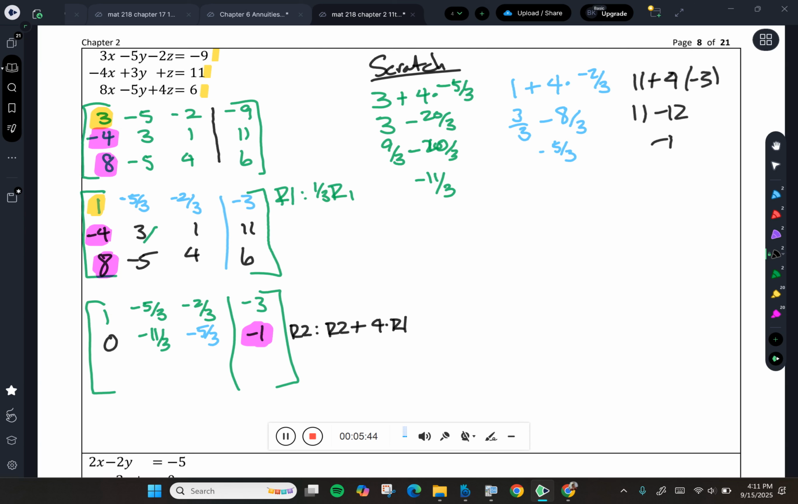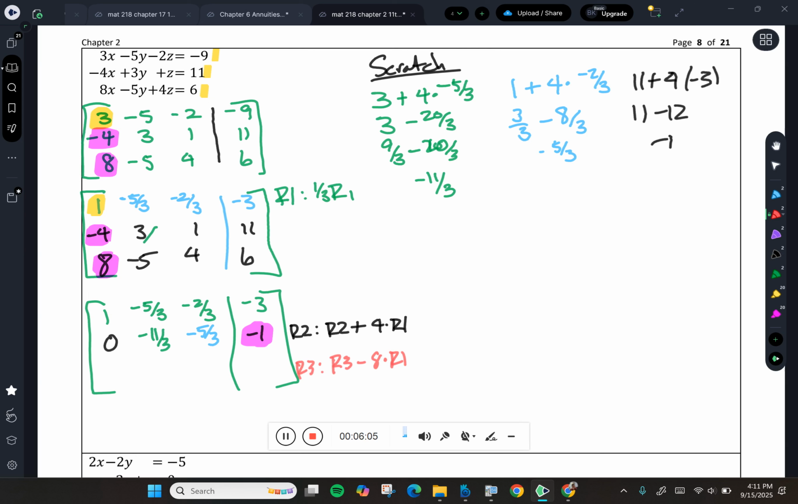Okay, all right. So I'm done with row 2. Now I need to move on to row 3. So what is the math that I'm going to have to do in row 3? Well, I've got to make that 8 into a 0, so it looks like I'm going to take row 3 and this time subtract off 8 times row 1.